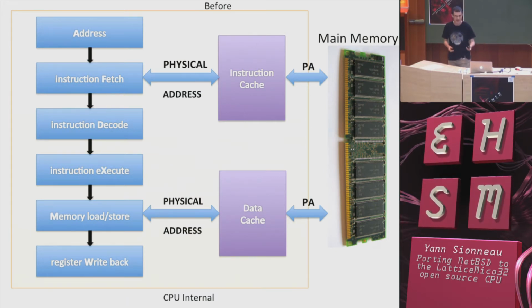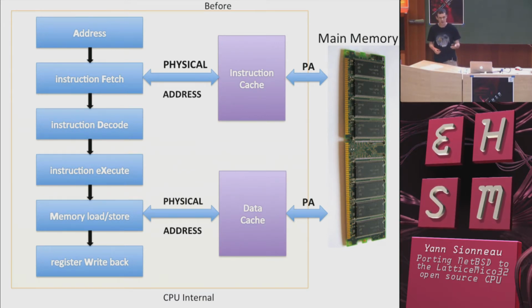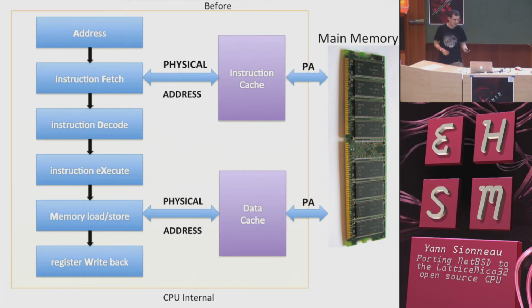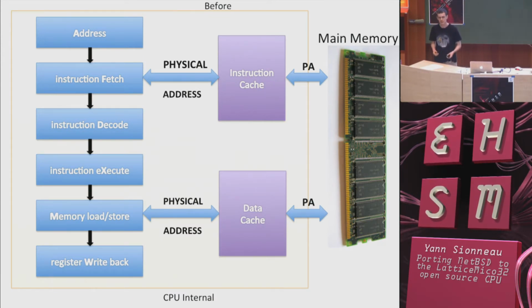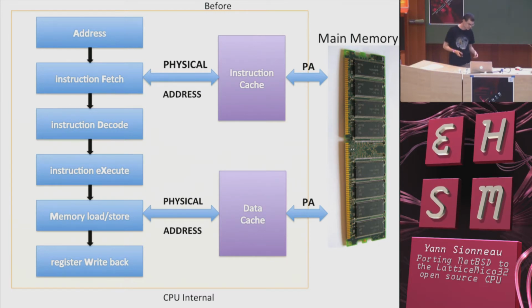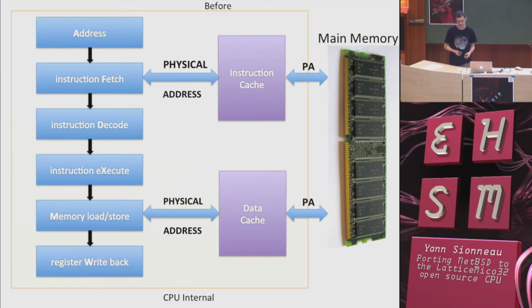So we put a cache in between. So usually the instruction fetch is going through the instruction cache, which is on chip. It's in the CPU, and access time is pretty fast. It's just one cycle usually. Okay, that speeds things up. And same thing for the memory load and store. You're accessing main memory through the data cache.